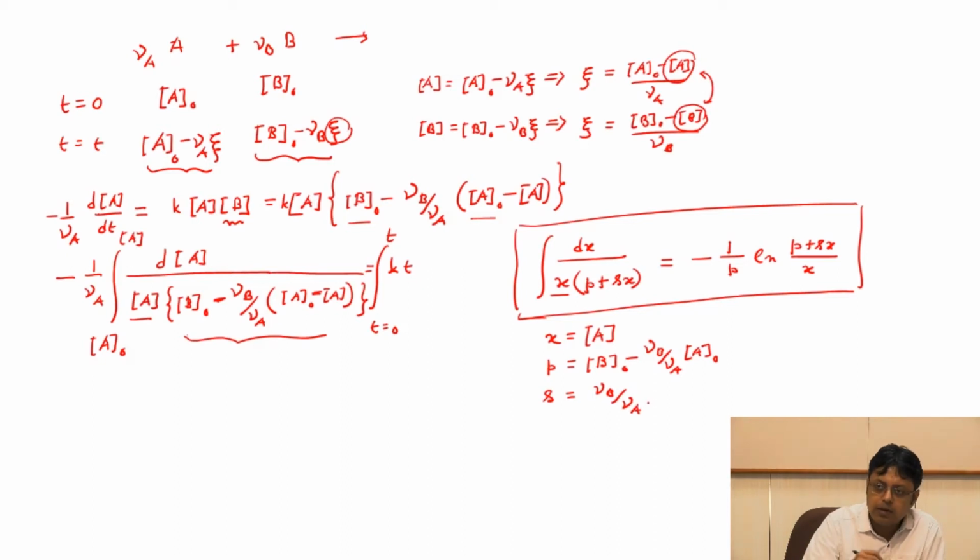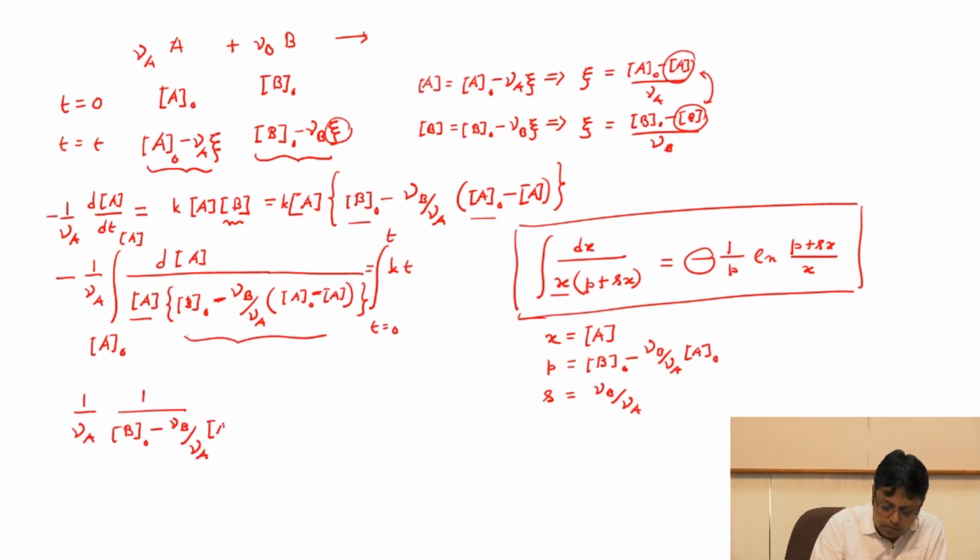So then I can actually right away use this integral. So I'll have a minus sign here. I already had a minus sign here, so that will be plus. So it will be 1 over nu a, and then 1 over p. P was nothing but b0 minus nu b by nu a into a0, and times I have ln p plus sx. What is p? P is b0 minus nu b by nu a into a0.